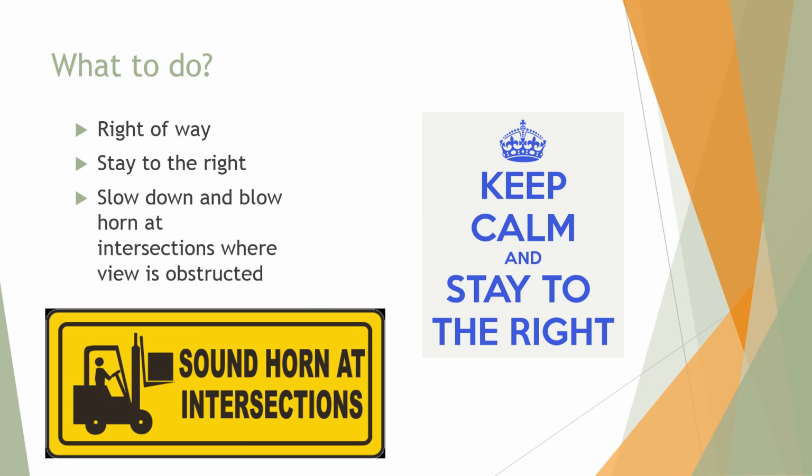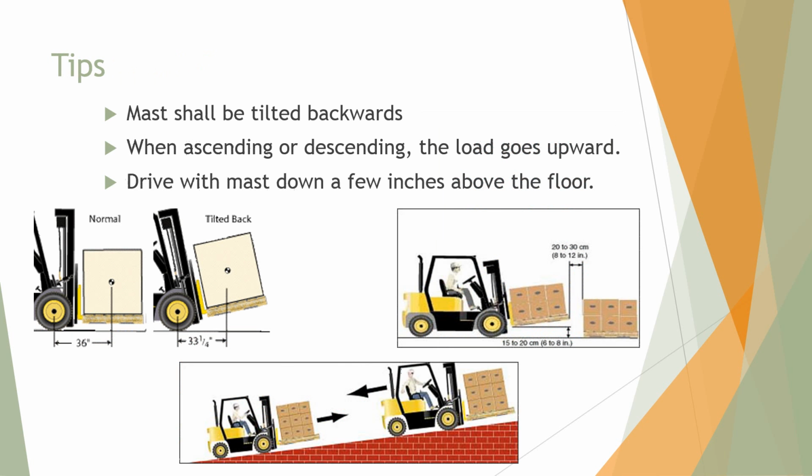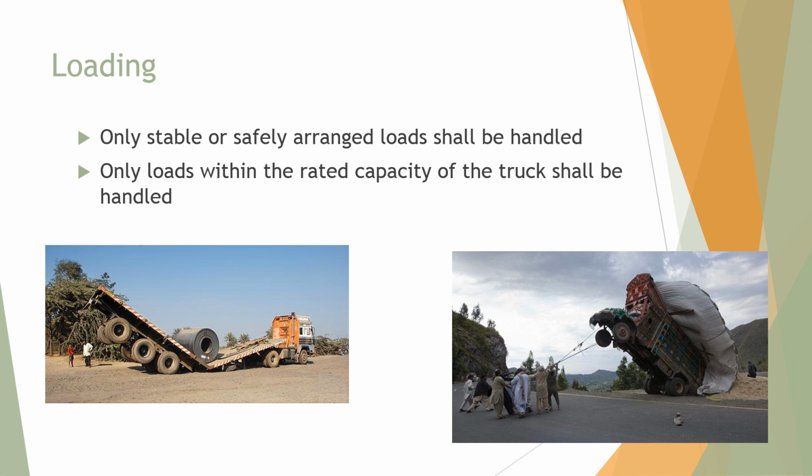So what can you do to handle a forklift properly? Right of way is important. If it's a two-way, then you have to stay to the right, and always blow horns at intersections where the view is obstructed. This is a major thing at all manufacturing plants. You have to do this. Another tip is to tilt the mast and to drive as low as possible without touching the ground. So it is tilted back, uses the least amount of space, and you want to drive with a few inches between the ground and the forklift.